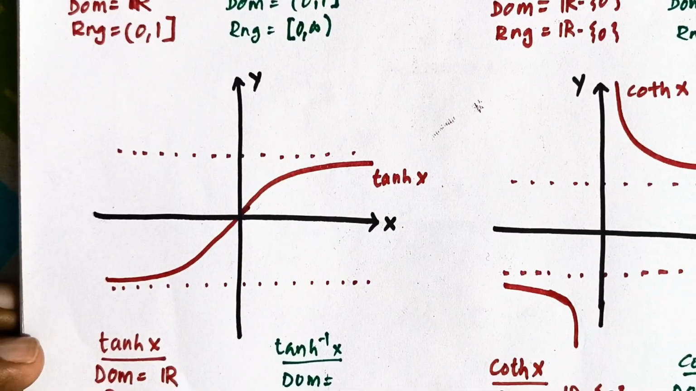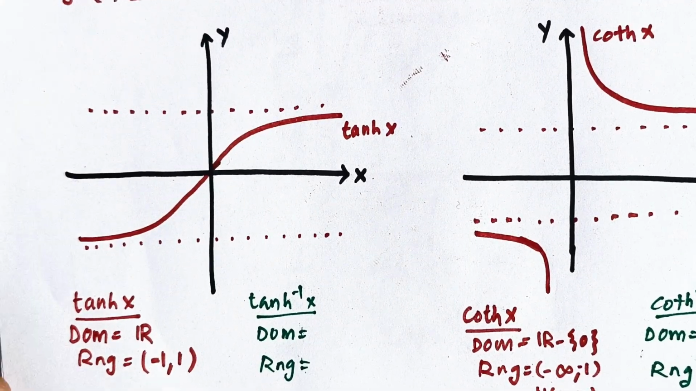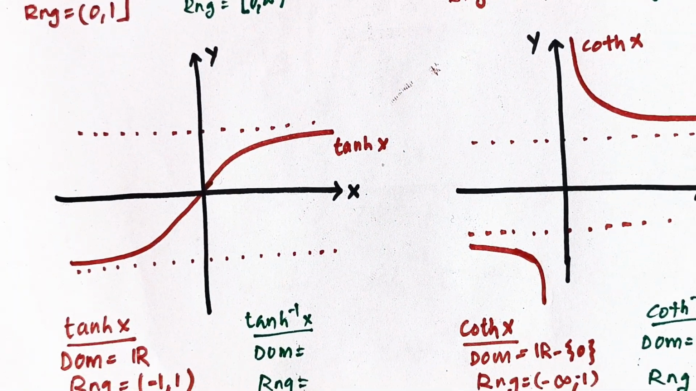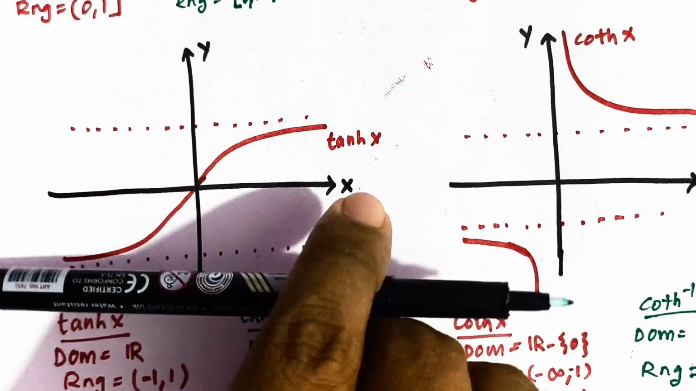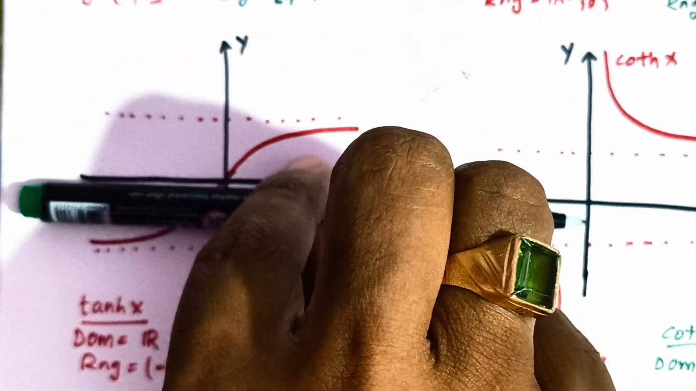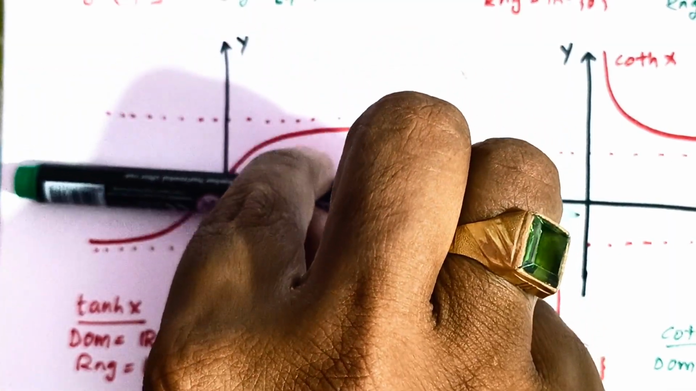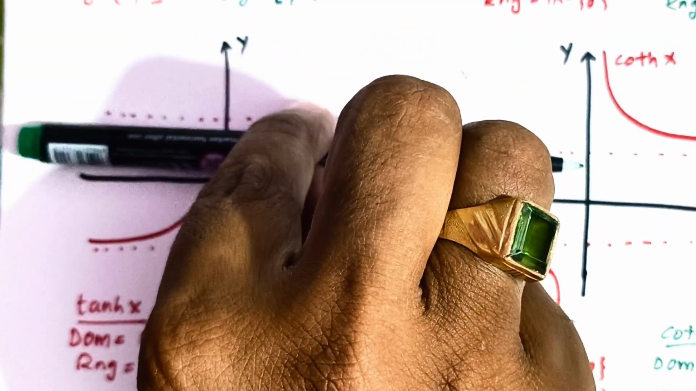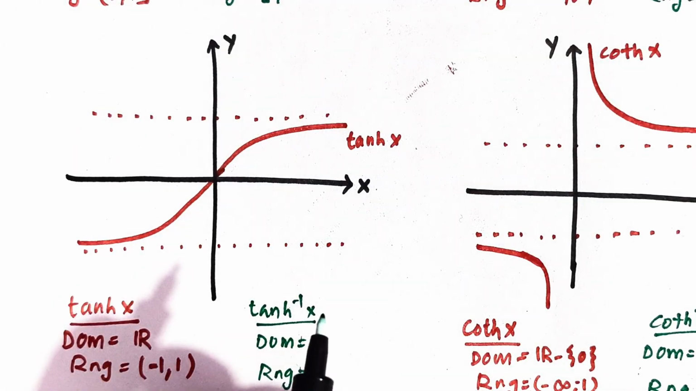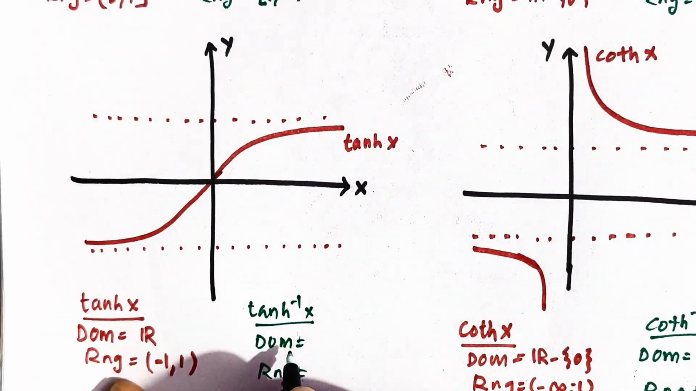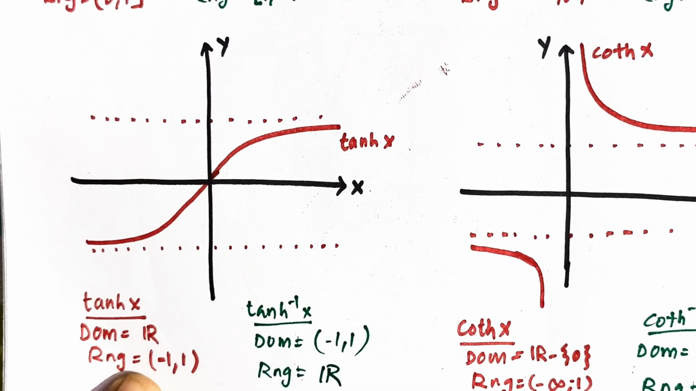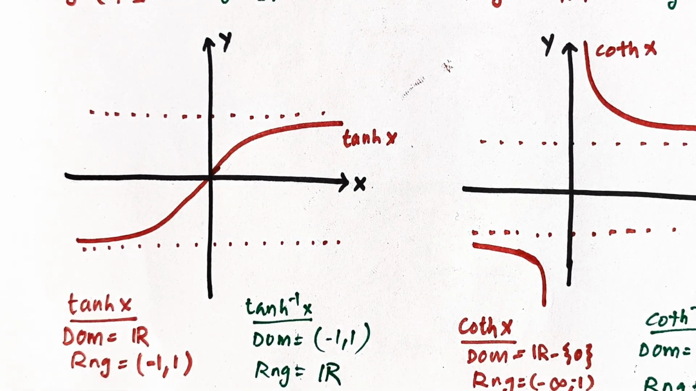Next we have hyperbolic tangent and hyperbolic cotangent. See, this is also 1-1. Take any horizontal line, it will pass through the graph at most once. Here it will not pass, here it will pass once. So there is no line which passes through 2 points on the graph. So this passes the horizontal line test. So its domain is -1 to 1. Range is the set of all real numbers. We are just swapping.